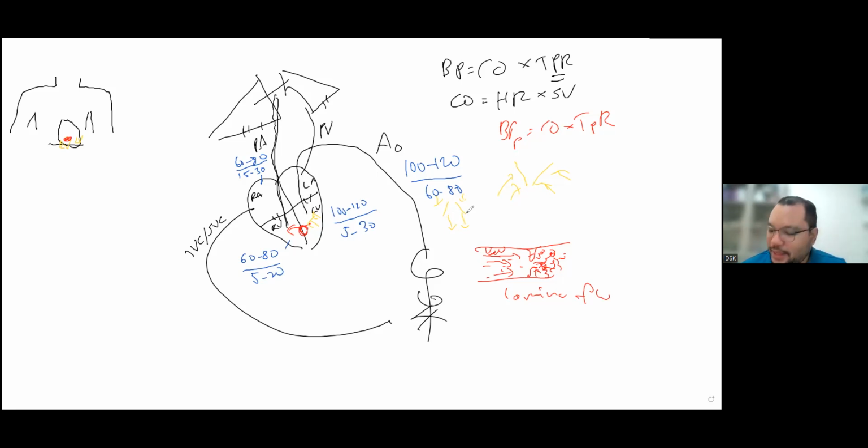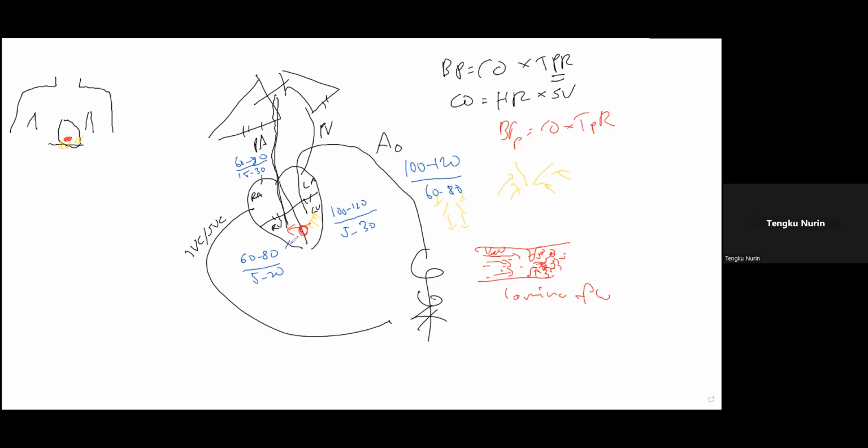Okay. Now, if you have a hole here, when does the shunt start? Is it after the closure of the valves, before, or at the same time as the valve closure? It's around the same time. Because when the ventricle contracts, it pushes fluid here to close the valve, and it also pushes fluid here. So it's the same time. That's why you will not hear the first heart sound.